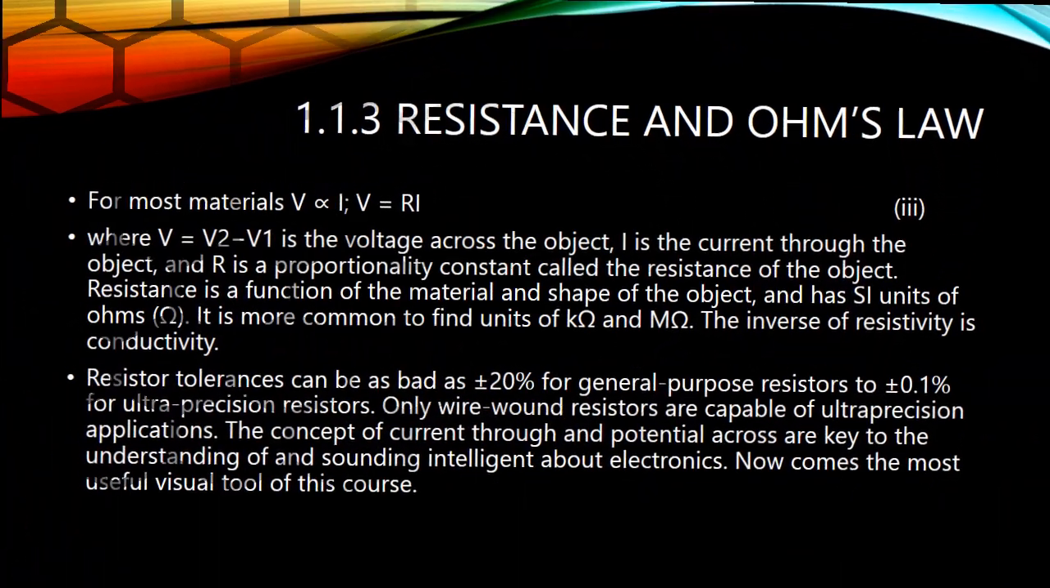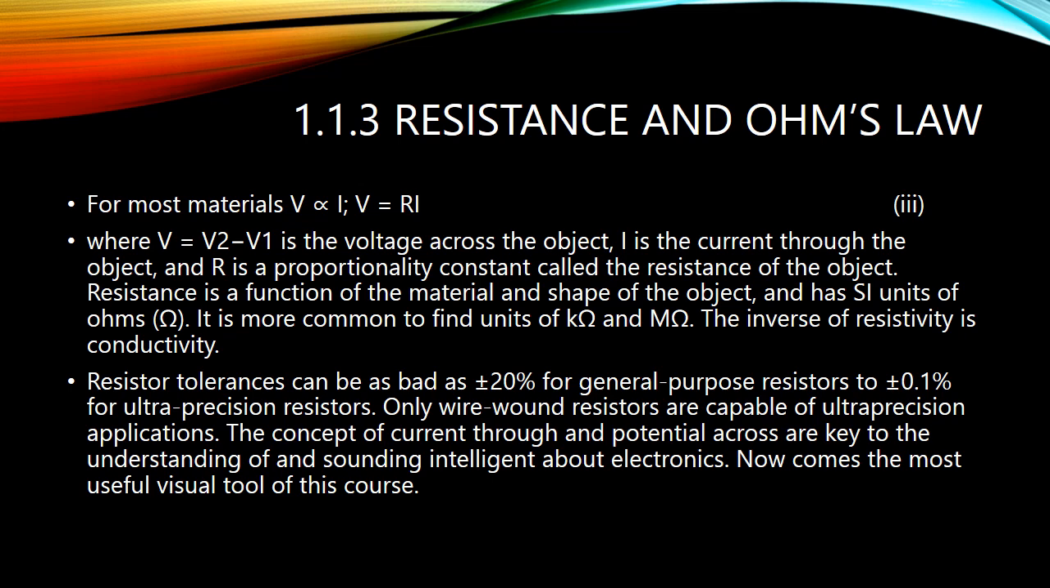Then we also look at resistance and Ohm's law. For most materials, the voltage is directly proportional to the current. So we have a formula here given by V equals IR, and sometimes it's given as V equals RI. Here V, which is V2 minus V1, is the voltage across the object, I is the current through the object, and R is the proportionality constant called the resistance of the object. The resistance is a function of the material and shape of the object. The SI unit for measuring resistance is the ohm.